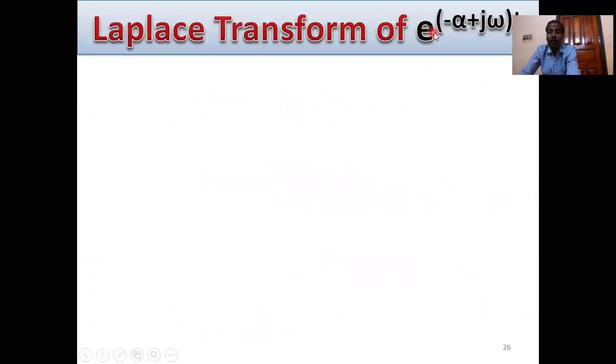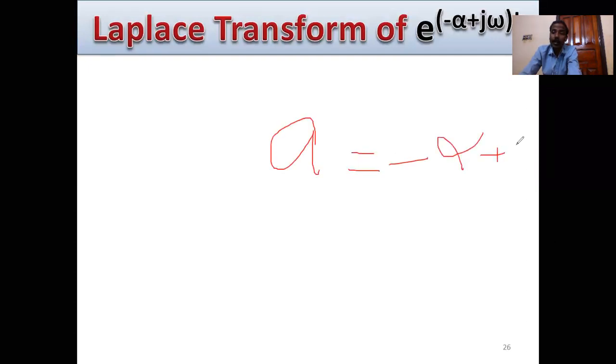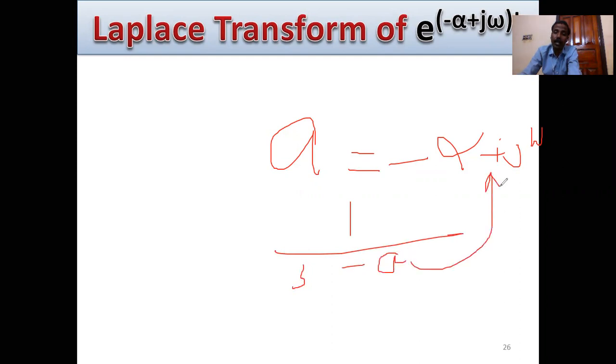Then Laplace transform of e to the power minus alpha plus j omega whole into t. This is also a very important formula. Here a equals what? a equals minus alpha plus j omega. So put here s minus a equals this function, put here minus alpha plus j omega.